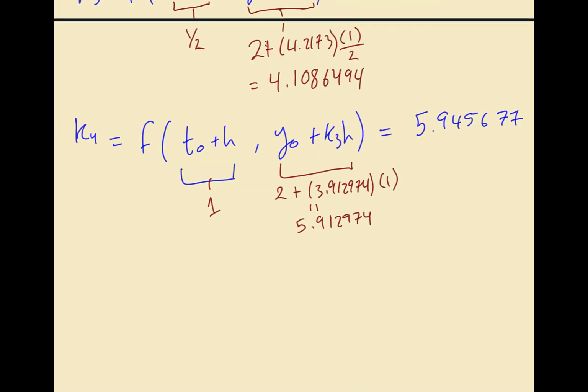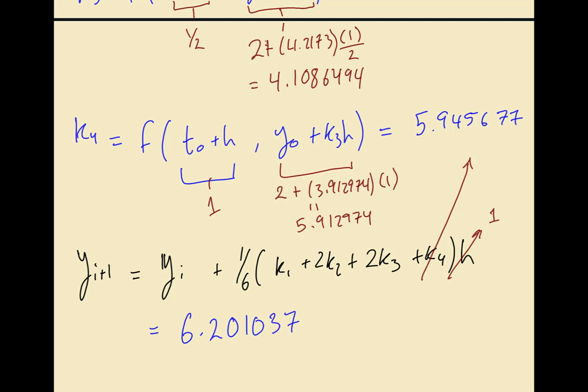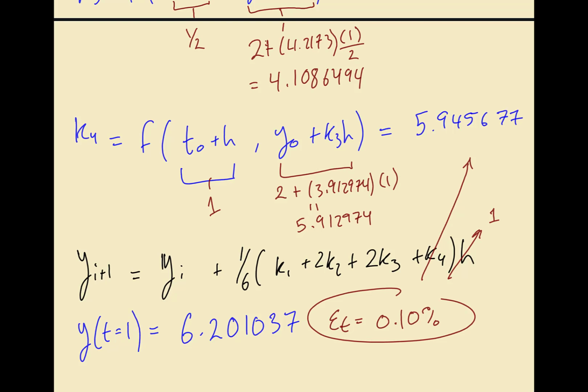So now we go back to that original equation, that long equation, right? Yi plus 1 is equal to yi plus 1 over 6, k1 plus 2 times k2 plus 2 times k3 plus k4 times h. So here h is 1, k4 is what we see up here, and then k3 is what we see up there as well. All those numbers, you plug them in, and you get a value of 6.201037. Relative error here is 0.1%. You can see that, much more accurate than what we saw earlier in the previous problem. So this is the value at t equals 1.